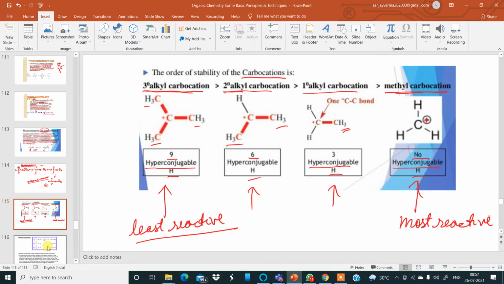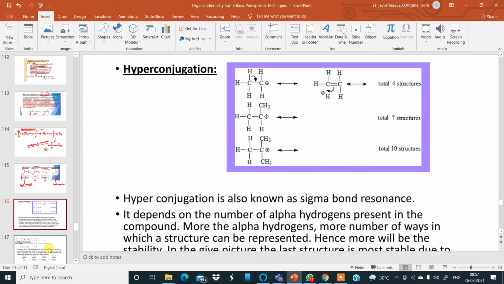Now moving further to my next slide for a few examples of hyperconjugation. This is a carbocation that has a total of four structures. This is one structure, and three from one, two, three, so it becomes four structures. This one can have seven structures. This has three plus three, four, five, six, and one, so 10 structures in total. So the more the number of structures having no bond resonance between the carbon and hydrogen, the more it helps in increasing the stability of that organic compound.